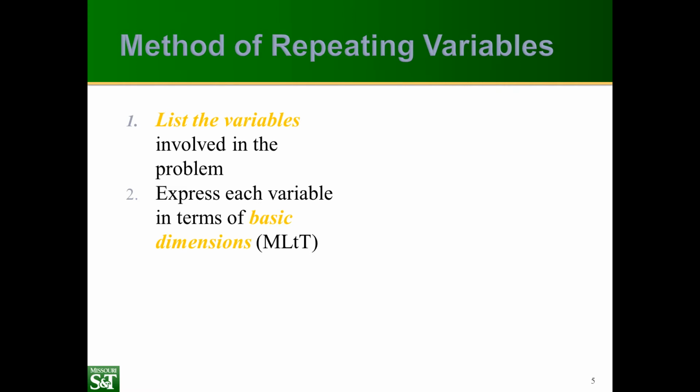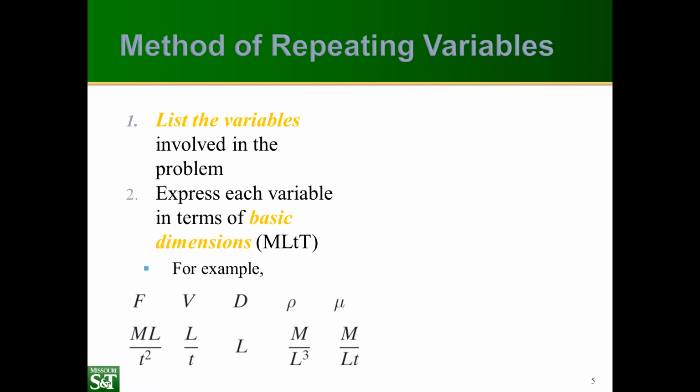And then we want to express each of those variables in terms of the basic dimensions: mass, length, time, and temperature. So for our example, we have force, which is kilogram meter per second squared, right? Newtons. So mass times length over time squared. Velocity is length per time. Diameter is a length, of course, and so on and so on. We can come up with the dimensions for each one of these.